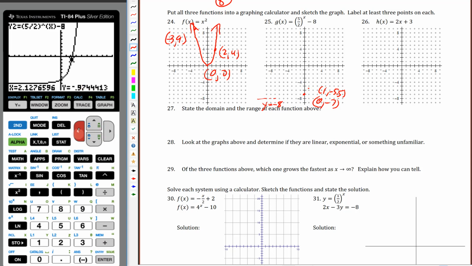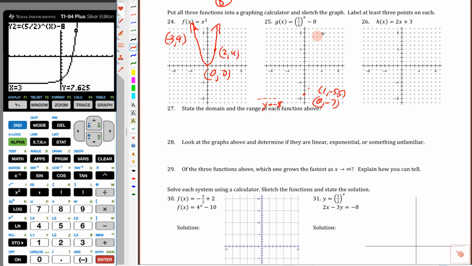Let's see, that's positive and that one's negative. So somewhere between 2 and 2.3. Let's type in a 3 and see what we get here. So at 3, we're at 7.625. So 3 and 7.625, about right there. Okay, so the graph looks like this.